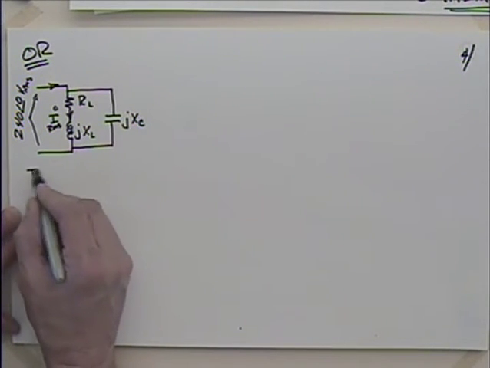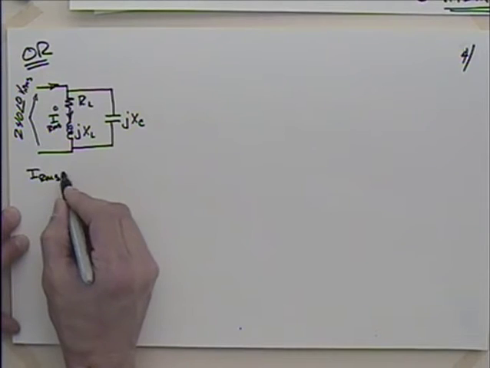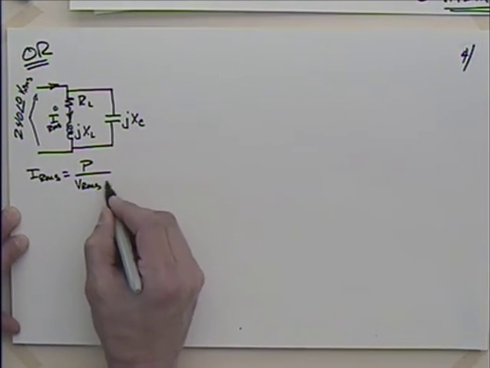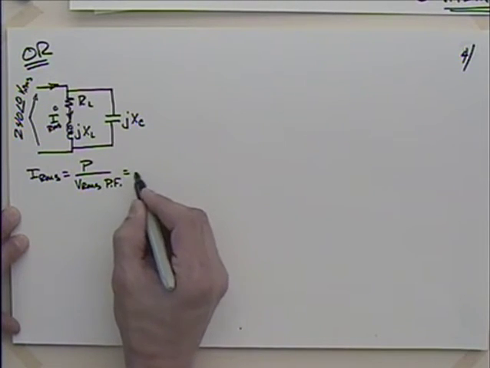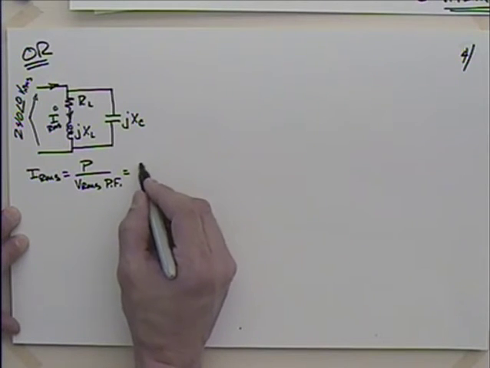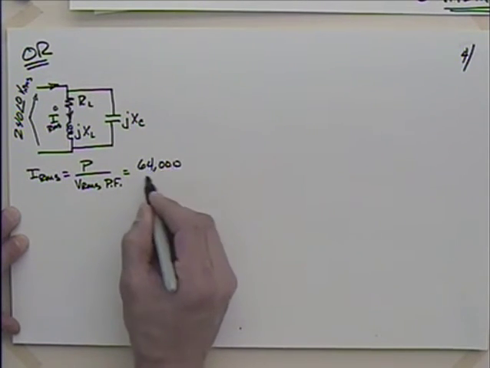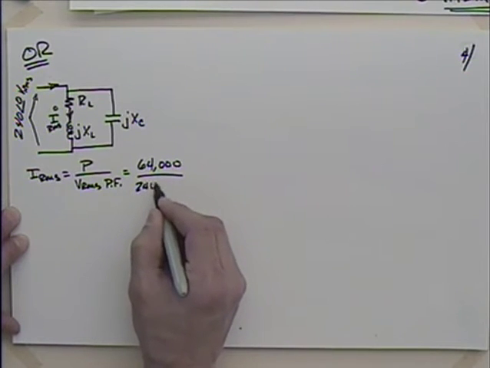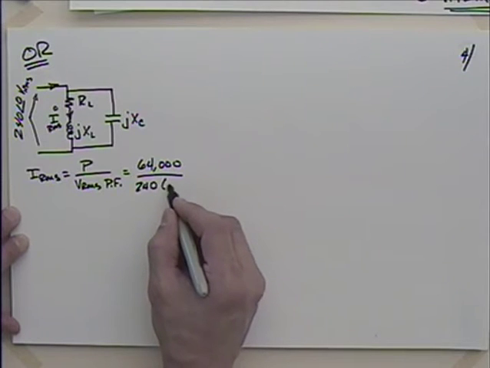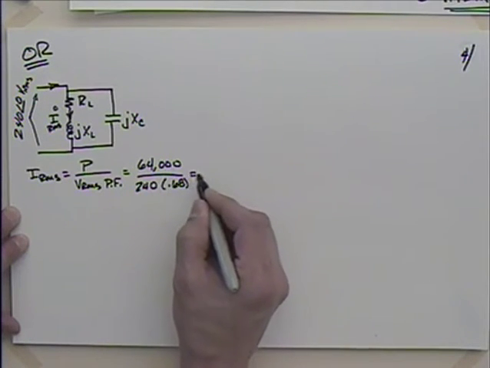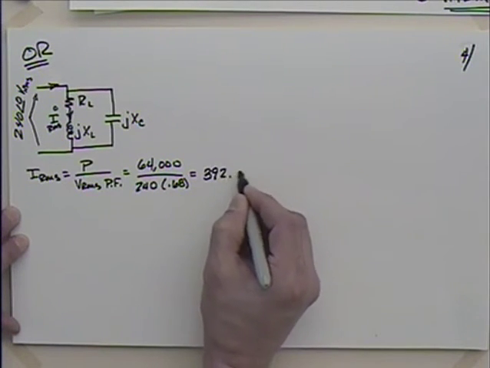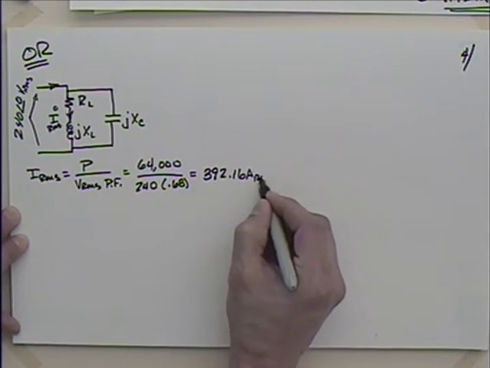So I could say that IRMS, the value of that current, is going to be equal to the power divided by VRMS times the power factor. We've been down that road before. What was the power for this thing? It was 64,000. And our voltage is 240. And the power factor initially, we'll go with the initial case, 0.68. So that gives me 392.16 amps RMS.